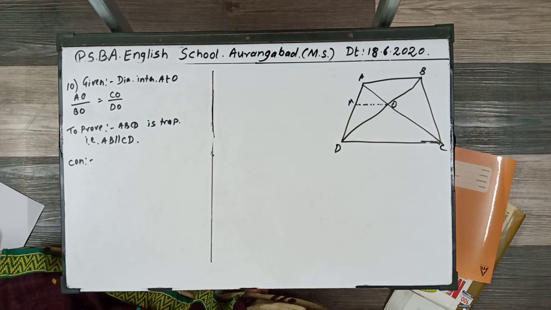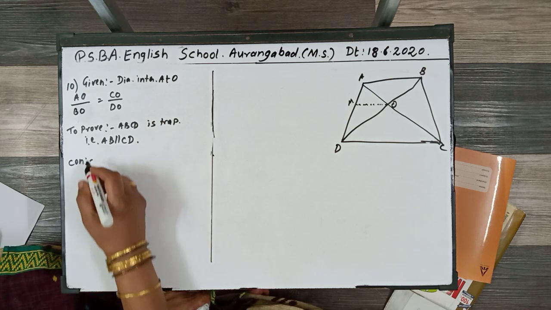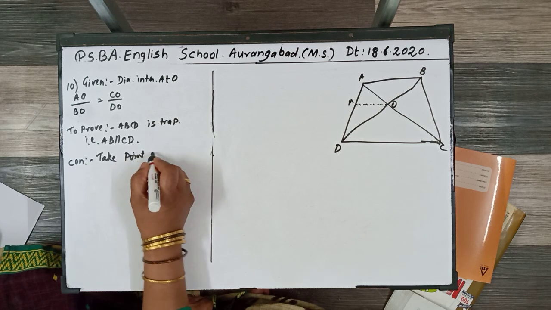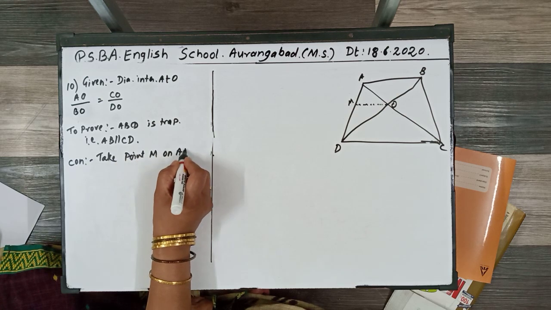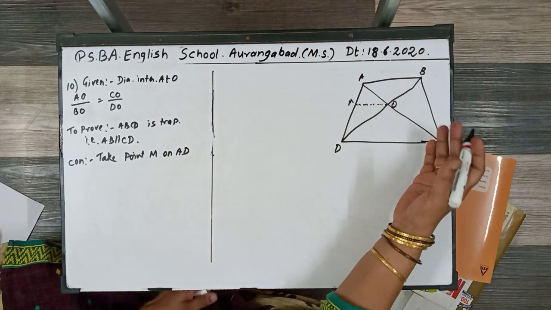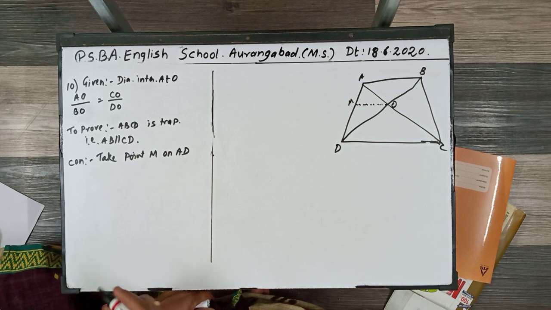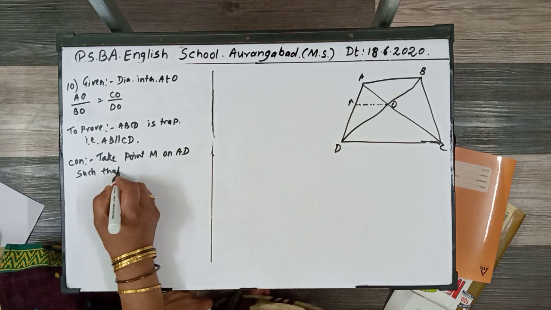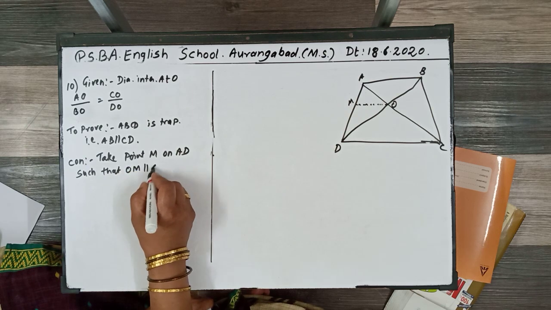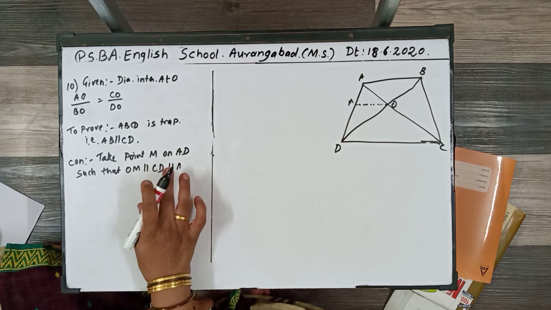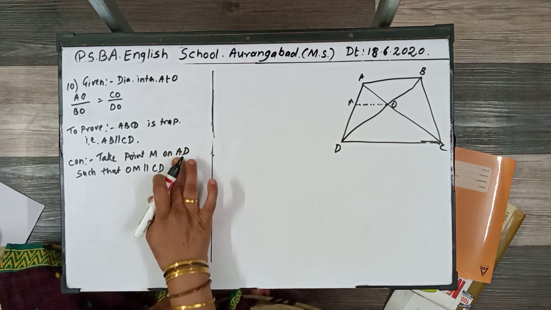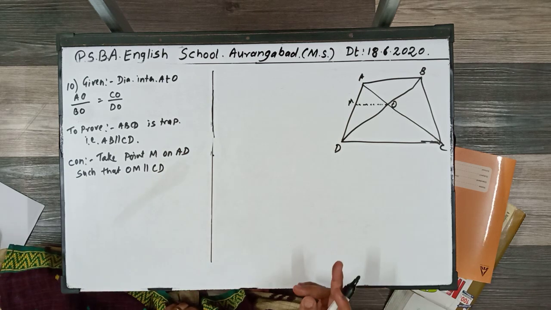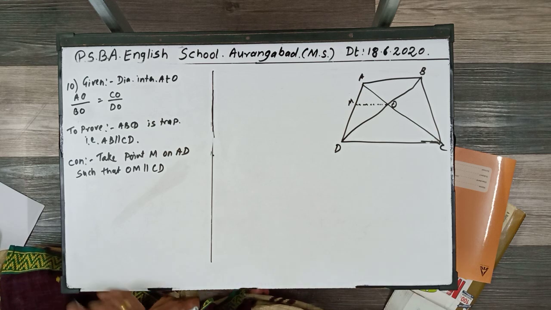So construction again we have to make. Construction will be: take point M on AD. Anywhere you can make it, on AD or BC, but last time we have taken it on BC, so I have taken it on AD, such that OM is parallel to CD. Only one side we have to make. Correct? Only one side, because if we draw parallel to AB then it will be a trapezium, which we have to show. Now proof.